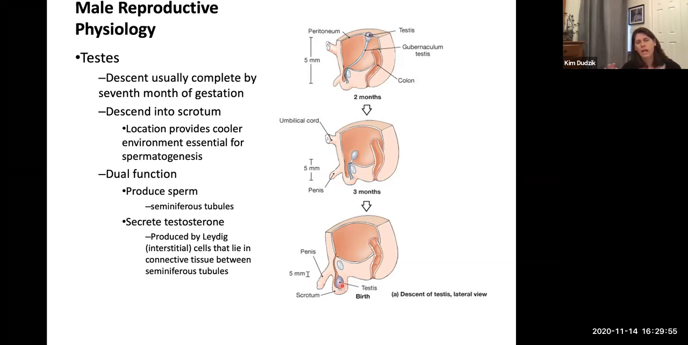So you got a little glimpse already from the endocrine system that it's all going to be first controlled by the hypothalamus and then the anterior pituitary, and hormones are going to target the testes to stimulate the testes to release testosterone. Okay, but that's going to be at a specific time period.